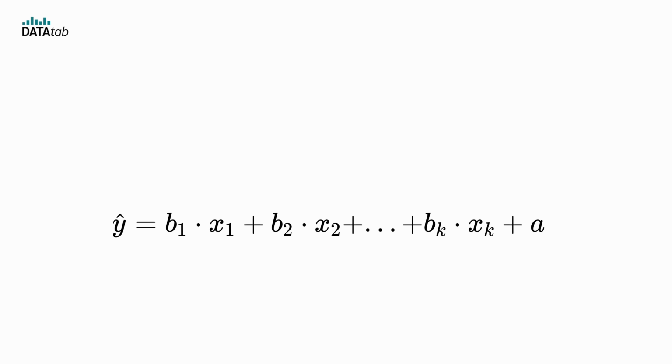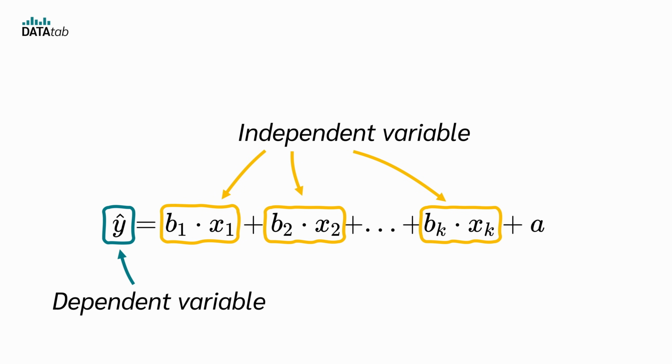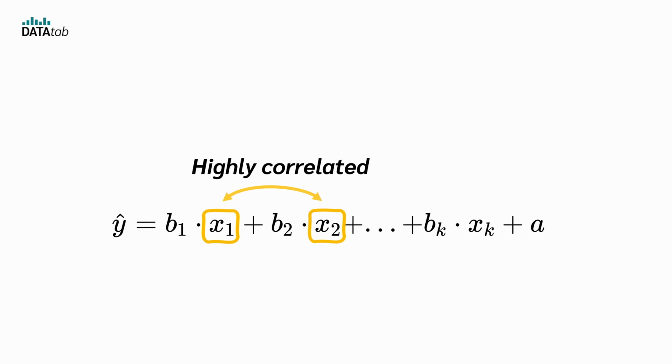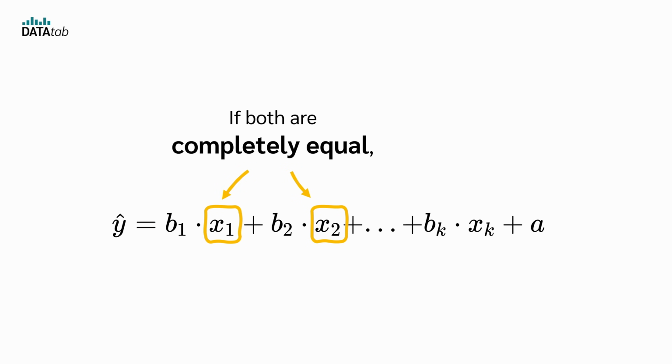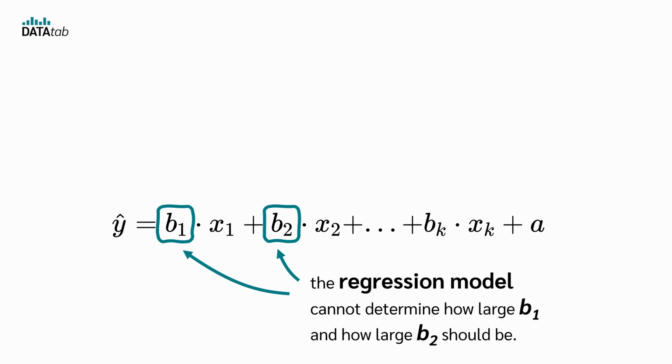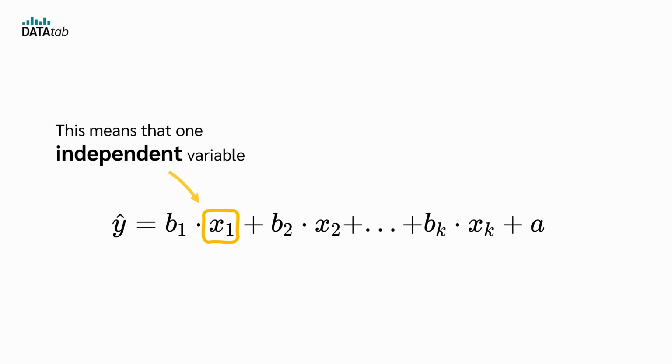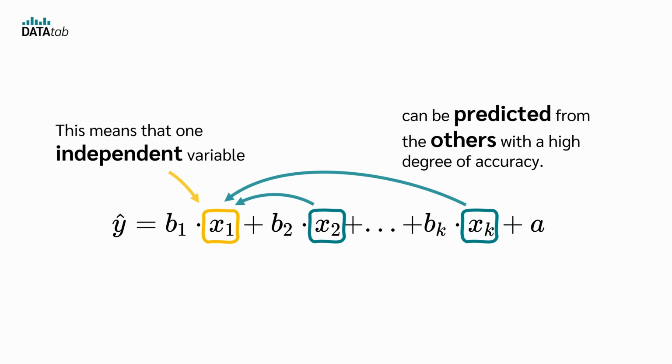Let's look at the regression equation again. We have here the dependent variable and there the independent variables with the respective coefficients. For example, if there is a high correlation between x1 and x2, or if these 2 variables are almost equal, then it is difficult to determine b1 and b2. If both are completely equal, the regression model cannot determine how large b1 and how large b2 should be. This means that one independent variable can be predicted from the others with a high degree of accuracy.